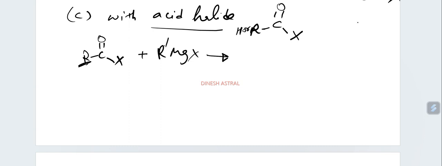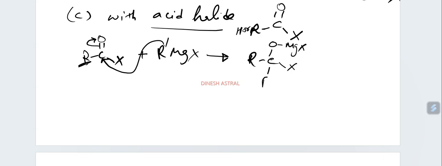Here you'll get R, and then this one will move on to this carbon. This halogen will remain as it is, and this one will become OMgX. As you already know, the pi electrons will move on to the oxygen. And this R dash will remain here.